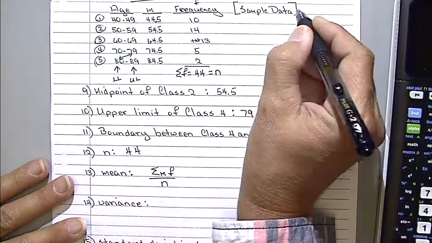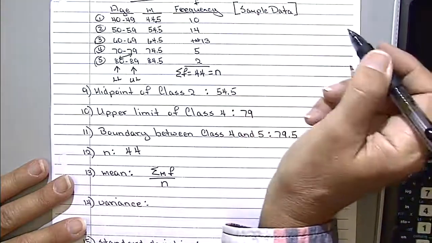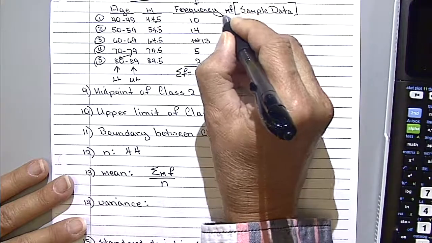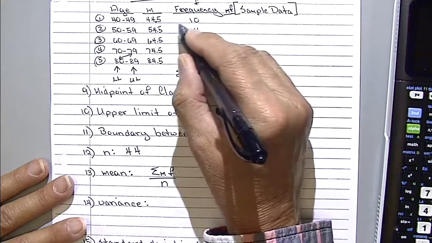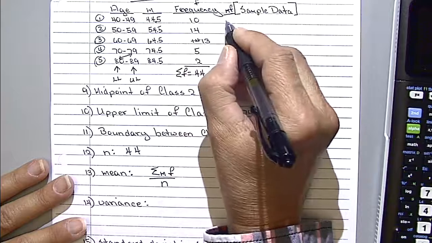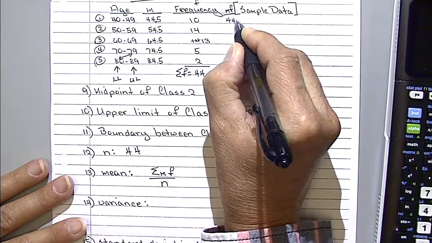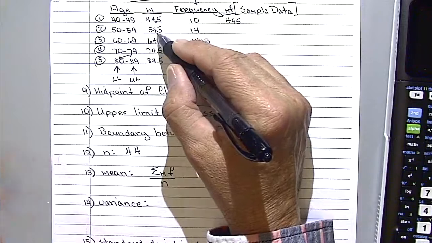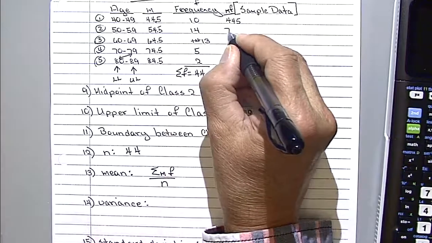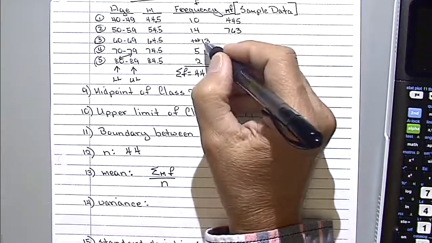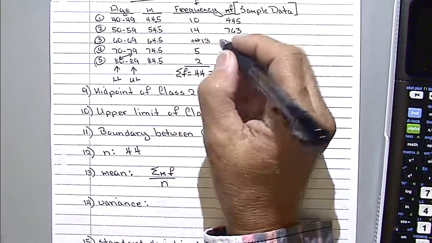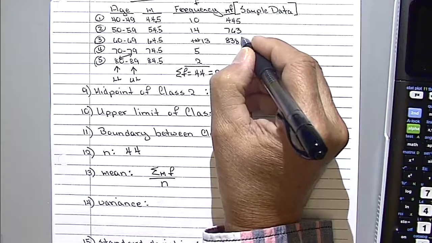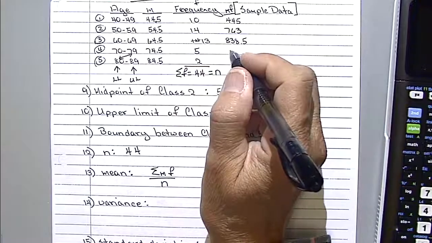So I could come out here, and by the way, this is sample data. I'm telling you that for another calculation. I could come out here and I could put MF down, right? And I would be saying 10 times 44.5, well, that's going to give me 445. And I could say 14 times 54.5, 763. And 13 times 64.5. And then I say 5 times 74.5.